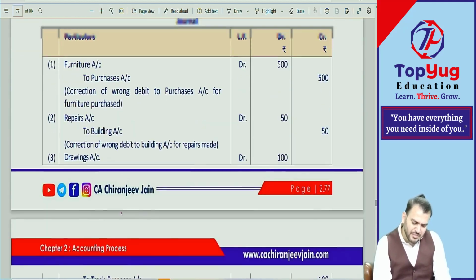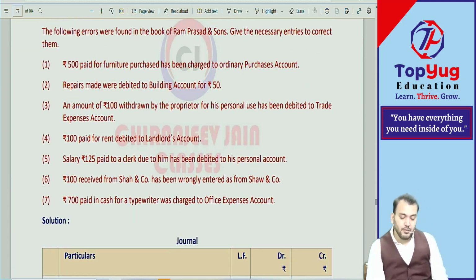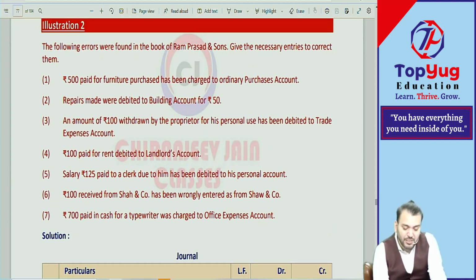Before that we can do one more question. Come to illustration number 2. The following errors we have found in the books of Ram Prasad and Sons. Give the necessary entry to correct them.